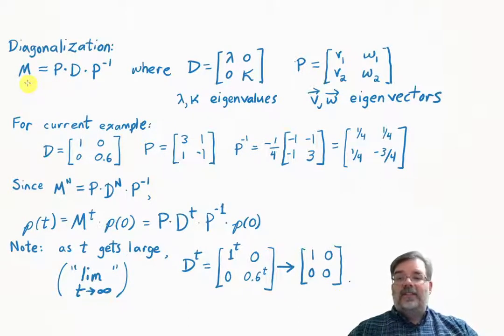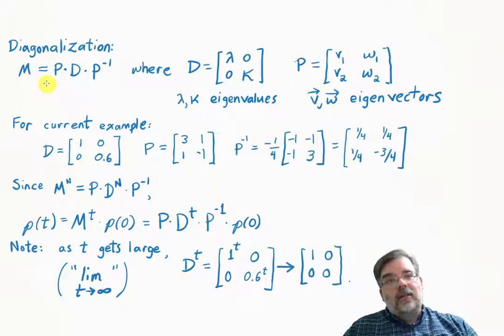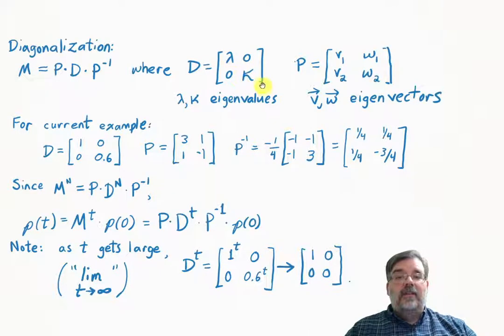Recall that the diagonalization of a matrix means writing it in the form P times D times P inverse. D is the diagonal matrix, where the entries along the diagonal are the eigenvalues. P is the eigenvector matrix, meaning the columns of P are the eigenvectors we just calculated. So for this current example, the diagonal matrix D is 1, 0, 0, and 0.6. The eigenvector matrix P is 3, 1, 1, -1.